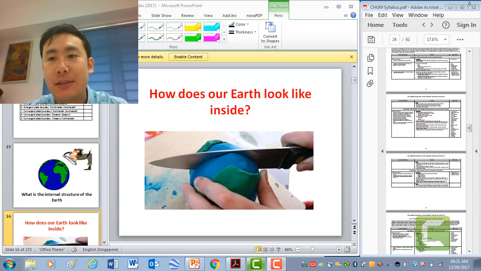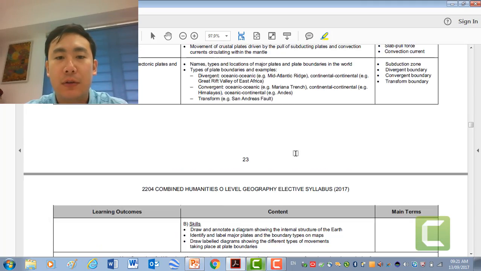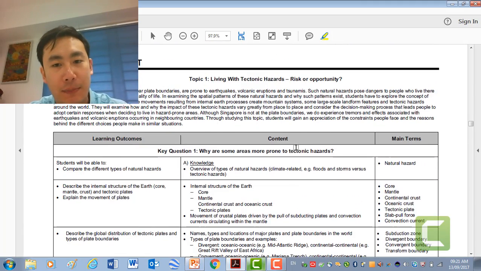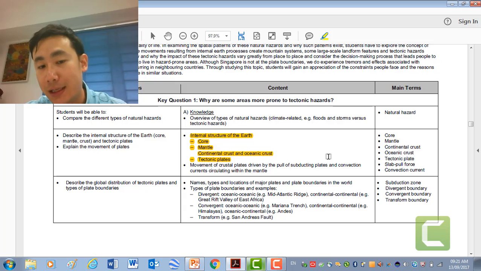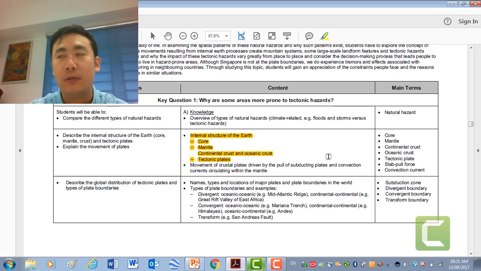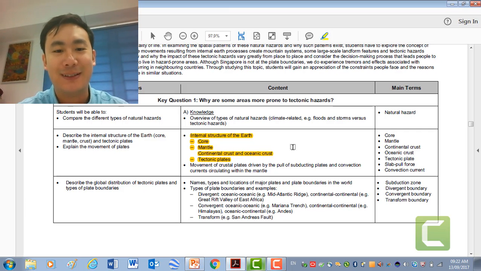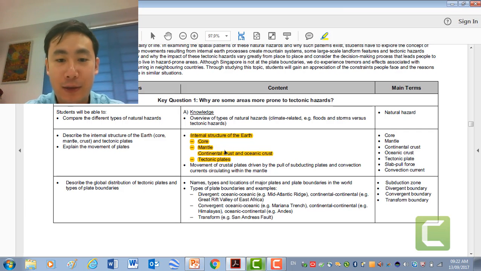If you look at the syllabus document, what you need to know about the first part of the plate tect chapter is the internal structure of the Earth. It says you need to know what is the core, the mantle, and crust. Notice, if you read it carefully, it doesn't say that you need to know about the asthenosphere, the lithosphere, and all those other Greek terms. Although your textbook has them, what's most important is the core, the mantle, and the crust. And under crust, you see continental and oceanic crust. So it's not complex.